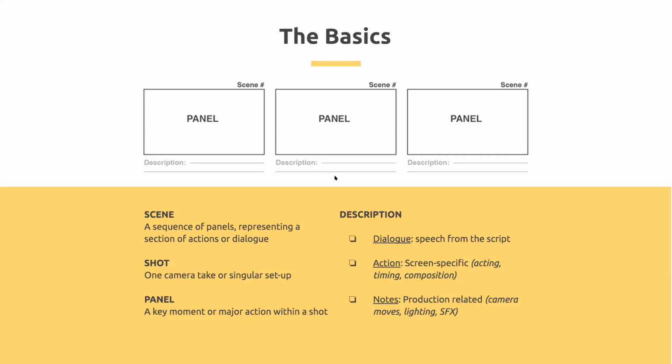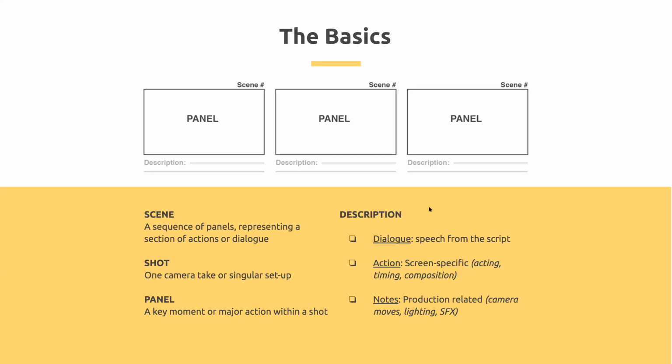But traditionally, there are three main things you want to make sure to keep in mind. You want to pull from the script so you know who's saying what, if there is any dialogue. You want to describe the actions that are screen specific. So that means acting, timing, composition, things that you'll be considering during the actual filming, or if you're animating. And then finally notes, which goes for other things, typically production related or post-production, maybe things you want your editor to be working on, or lighting in the scene. So that's pretty much the basics of it.